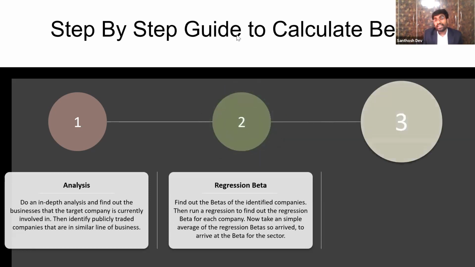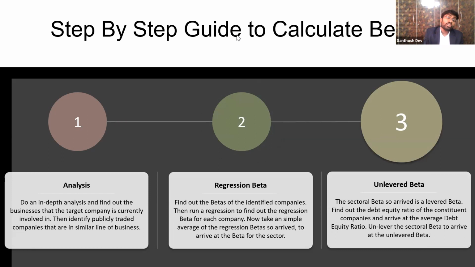Now, once you get the regression betas in hand, you average all these betas, and that is going to give you your sectoral beta. That sectoral beta will be a levered beta. What we try to do is find out the debt equity ratio from the financial statements of all these companies that you have worked out the betas for. Then you make an average of these debt equity ratios to find the average debt equity ratio for this particular sector.